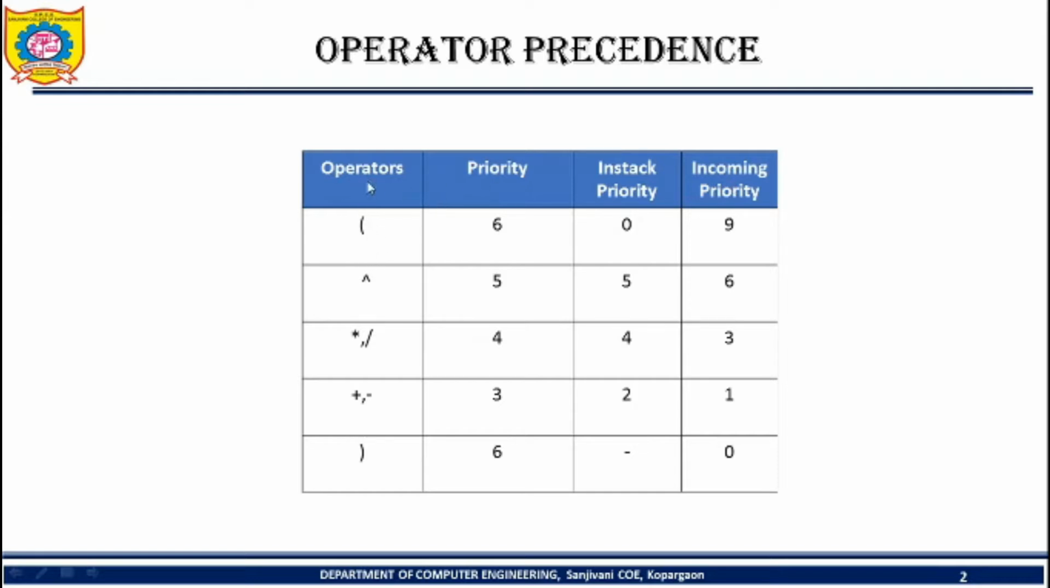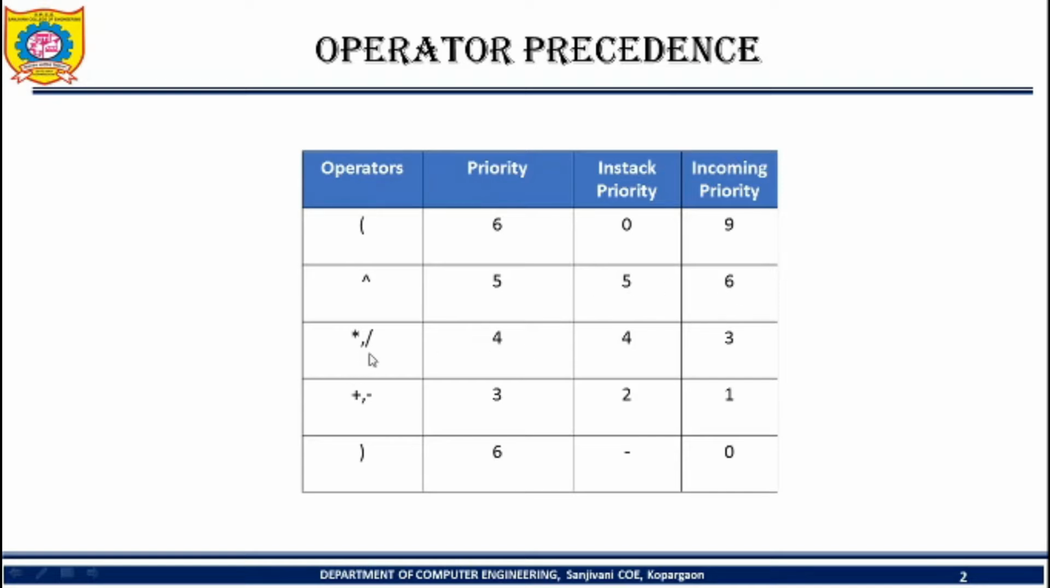For example, if the operator is an opening bracket, then its in general priority is 6. If it is in stack, then its priority is 0. And if it is read in the expression, then its priority is 9. Likewise, exponent in general priority is 5. In stack, its priority is 5 and incoming is 6.